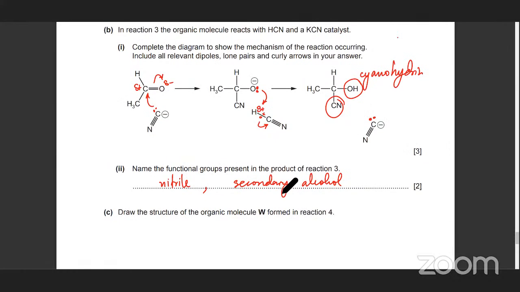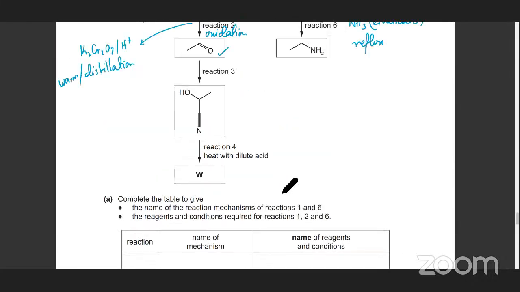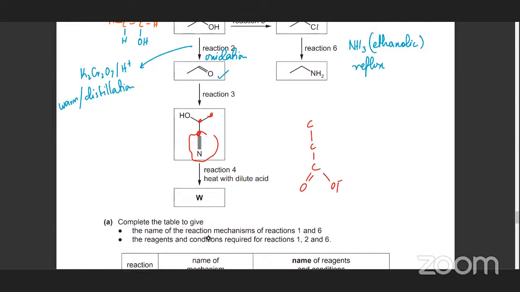Draw the structure of the organic molecule W formed in reaction number 4. So what's reaction number 4? Heat with dilute acid. Remember that nitriles turn into carboxylic acids. So there are 1, 2, 3 carbon atoms. The third one would turn into a carboxylic acid. This would be OH, this would be CH3, and this would be H.